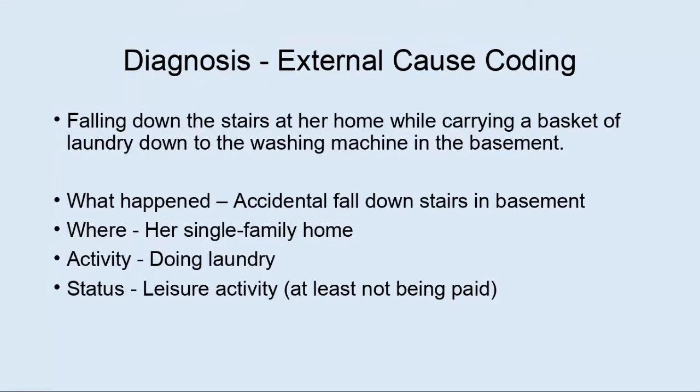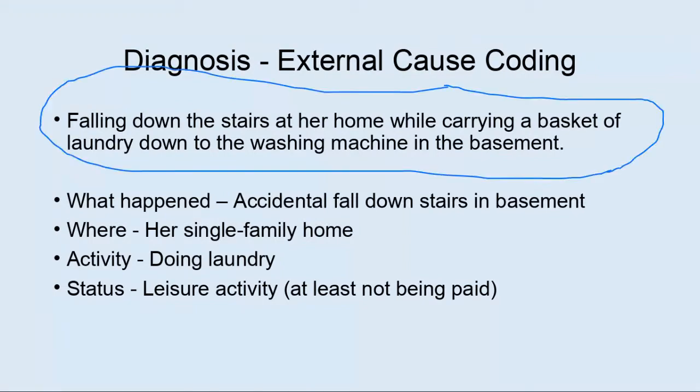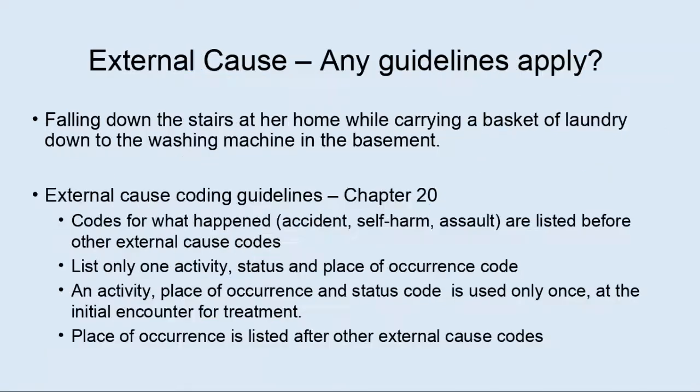Okay, so let's move on to the external cause codes. So here again is the statement in the op report. Falling down the stairs at home while carrying a basket of laundry down to the washing machine in the basement. Okay, so what happened? Accidental fall downstairs. Where was she? Single family home. What was she doing? Laundry. Status, leisure activity. Now, I don't know about you, but leisure activity is not what I would think of immediately doing laundry, but it's leisure activity because she's not being paid for it. She's not in the military. It's not implying that doing laundry is fun, because we all know that that's not true.